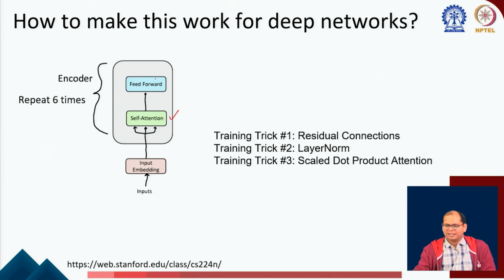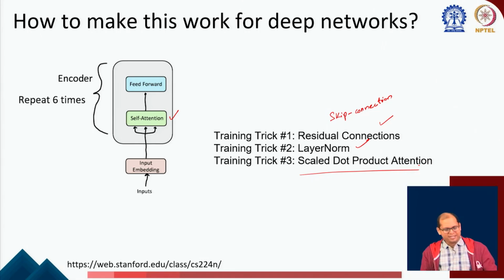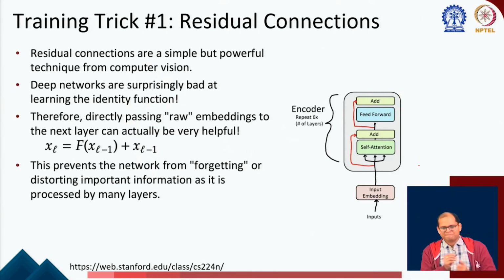One is residual connection or skip connection. Second is layer normalization. Third is the scaled dot product attention that we left out earlier. We will talk about these as the tricks for training these models well. So what is the residual connection? The idea for this came from the computer vision domain. You might have heard about the paper ResNet, which introduced this skip connection. So what is the idea?